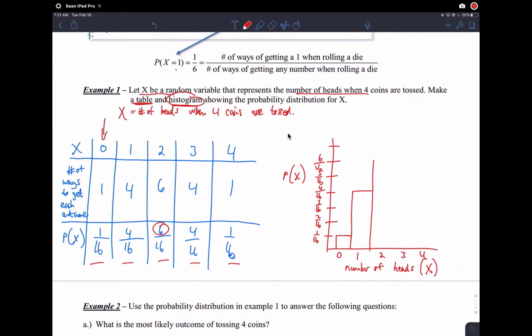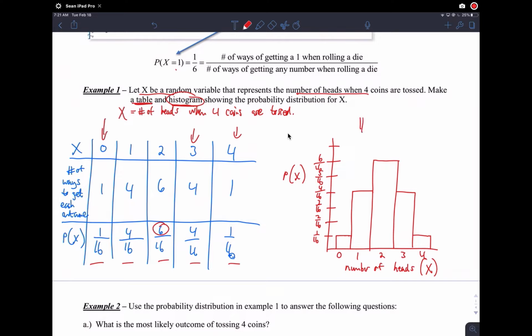Okay, and so for 2, the probability is 6 out of 16. For 3, the probability again goes back to 4 out of 16. And then for 4, getting 4 heads, there's only one way that can happen, so 1 out of 16 outcomes. And that's my probability distribution as a histogram.